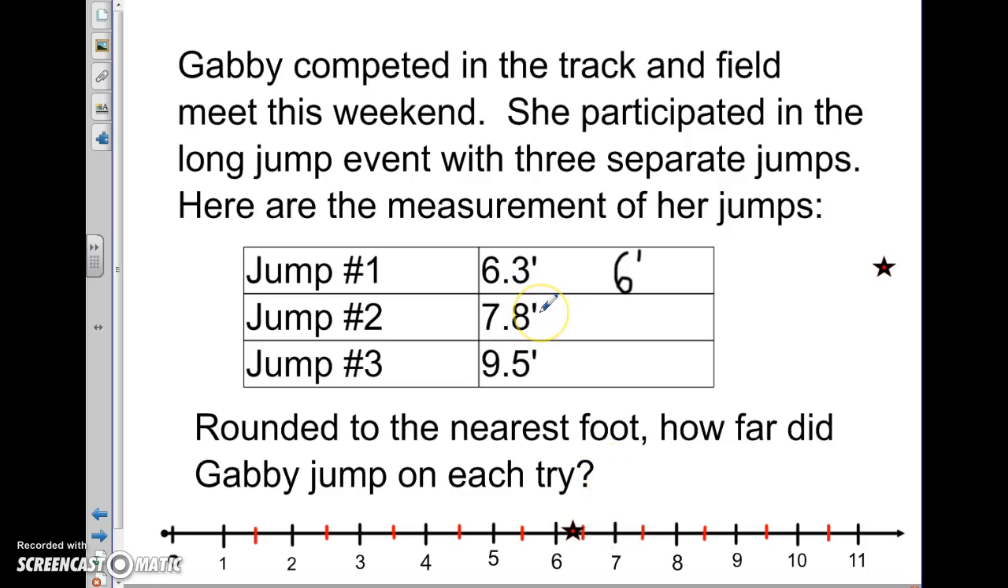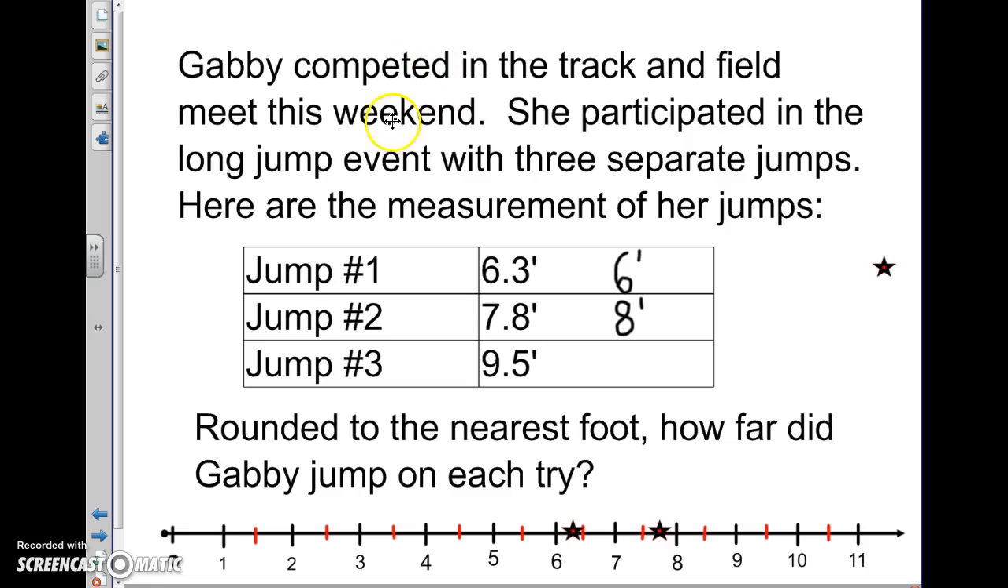The next one, she jumped 7.8 feet. So what is the nearest whole foot that she jumped for that one? Again, we'll use this to find it. 7 is right here, 7.5 is right here, so 7.8 is going to be a little bit farther, maybe let's say there, okay? So again, which one is this star closer to? Is it closer to the 7 or the 8? And it's very clear that it's closer to the 8. So that means that her second jump was about 8 feet.